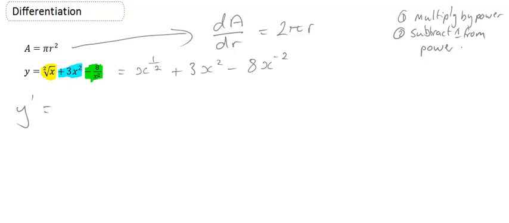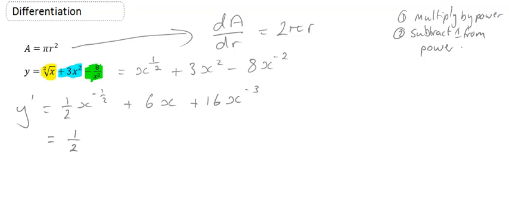So I'm going to multiply by the power, so I get a half. I'm going to subtract 1 from the power. x to the power of, well, half minus 1 is minus a half. I'm going to multiply by the power, so that's 6x, and 2 minus 1 is 1, so that's 6x. I'm going to multiply by the power, so that is plus 16. I'm going to subtract 1 from the power. x to the minus 2 subtract 1 is x to the minus 3. So now, once I differentiate that, I've got 1/2.